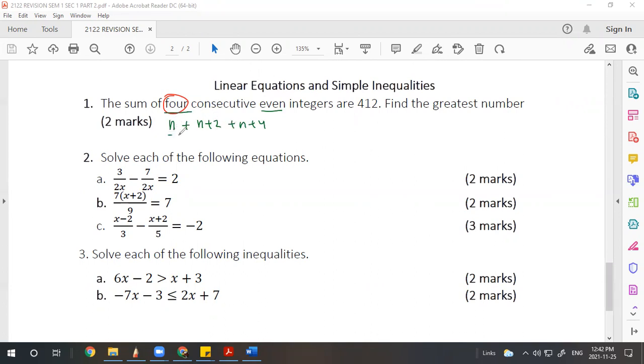1, 2, this is 1, this is 2, this is 3. The fourth number is n plus 6. The greatest number, right? This will be what we want to find. But we can't directly do it. N plus n plus n plus n for n. 2 plus 4, 6 plus 6, 12. 106. The greatest number. Very good.